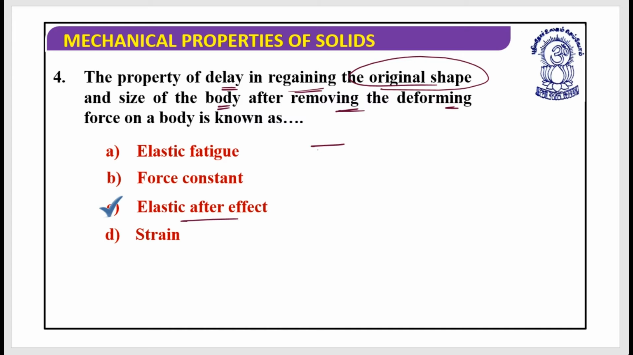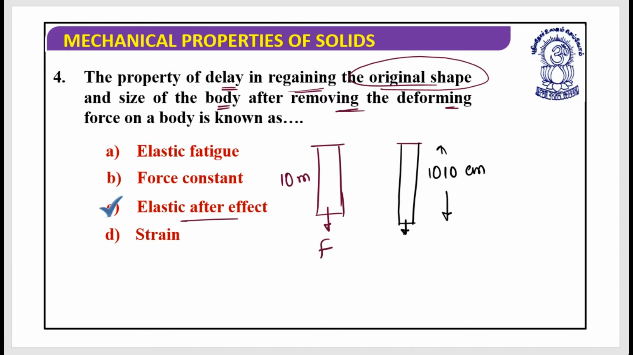So what happens in reality, let's understand the situation: this is a rod of length, let's say, 10 meter, that means 1000 centimeter. If I pull it from here, even within an elastic limit, let's suppose this rod will become something like this, lengthwise 1010 centimeter when I have applied a force. Now if I remove the force and make this force zero, then when this happens within an elastic limit, it will regain its original shape and size.